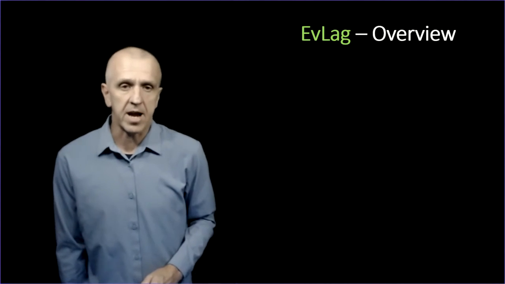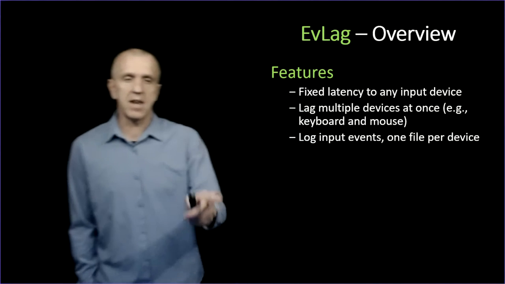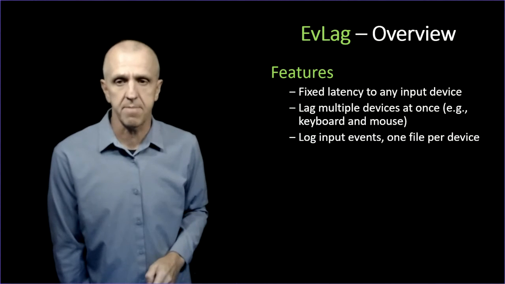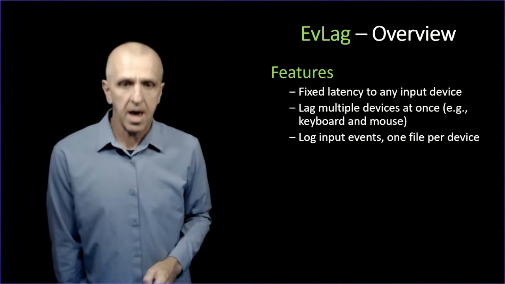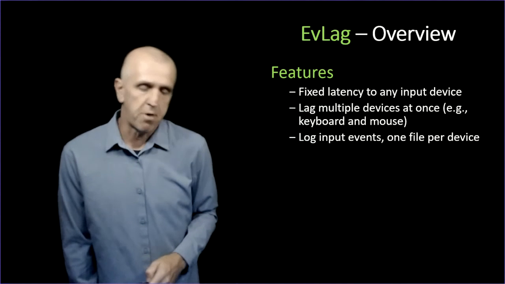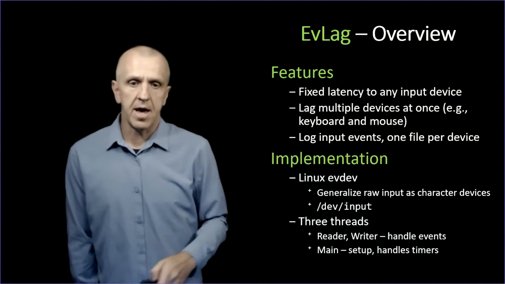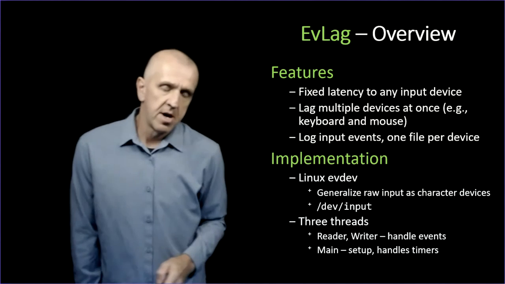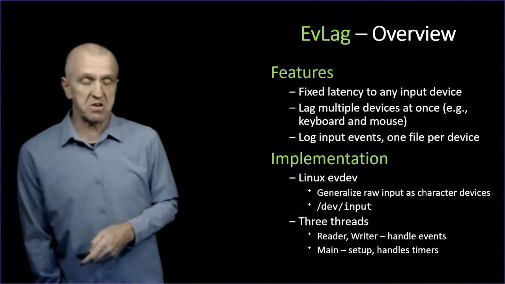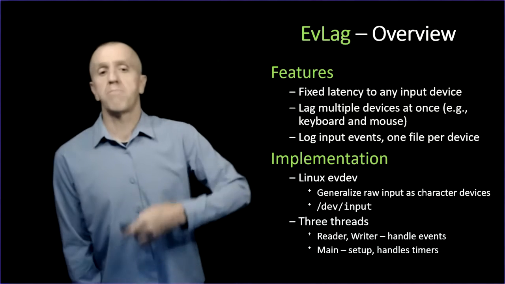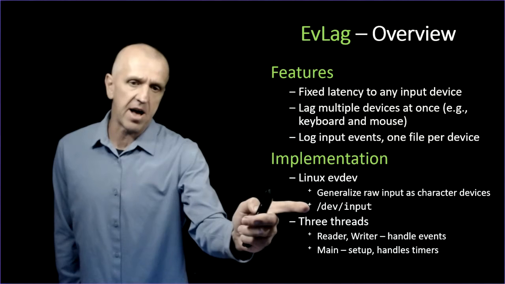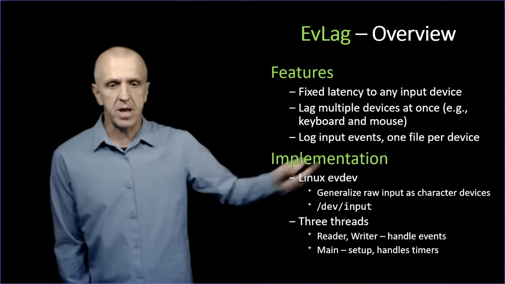So an overview then of what EvLag does: it provides fixed latency for any Linux input device. You can actually lag more than one device at a time, so you can lag the keyboard and the mouse. And you can actually log the input events, one file per device, for post-run analysis. It's implemented using Linux evdev, which is generalized raw input as character devices. So you can imagine the low-level input of a device that comes out is really nitty-gritty grungy, but evdev lets it look like a character device, and you can kind of read it as a file, if you want to think about it that way. Dev input with a bunch of different input devices there.